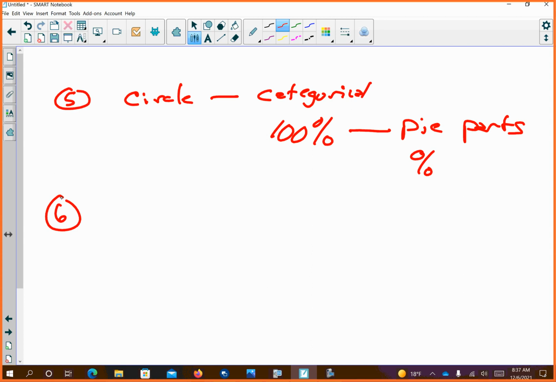Describe the difference between a bar chart and a histogram. Do what? Okay.